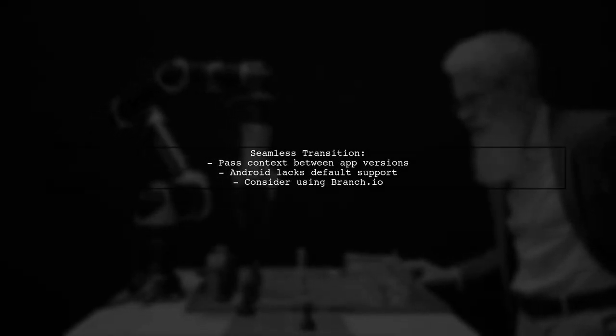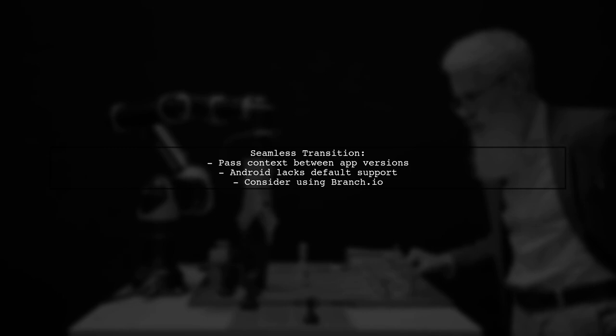To ensure a smooth transition between the Instant and full app, you need a way to pass context. Android doesn't provide this by default, so you may need to build a solution or use a service like Branch.io.